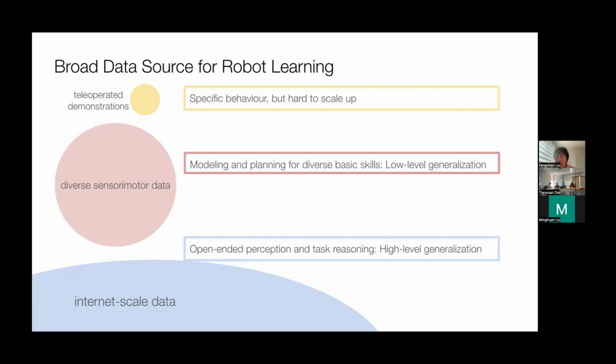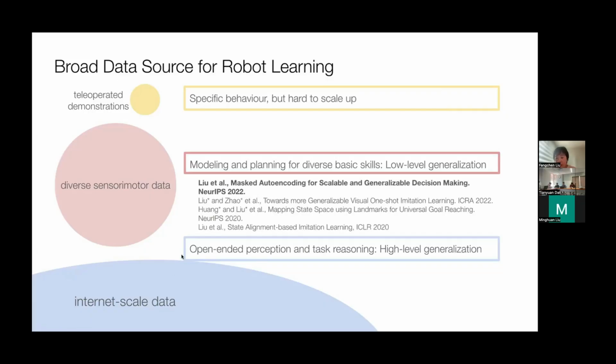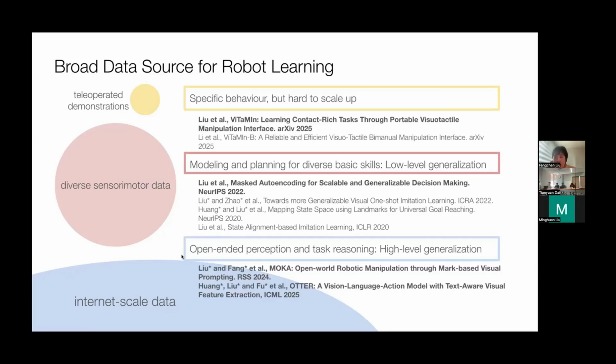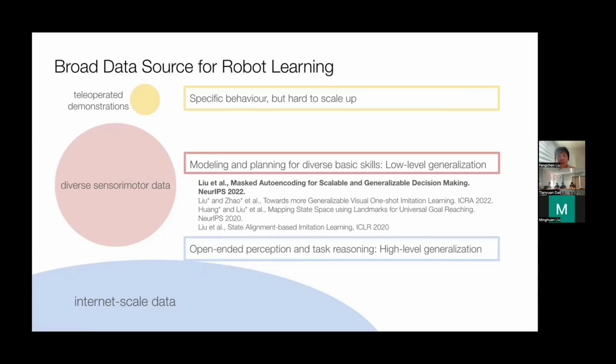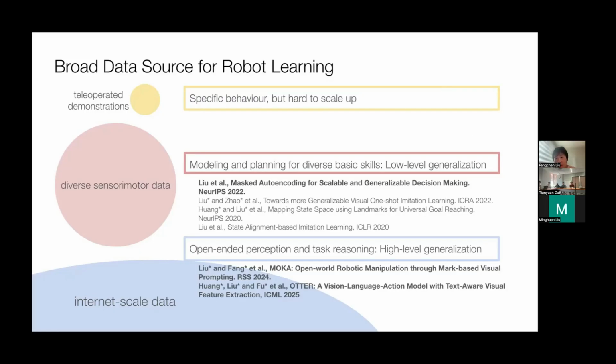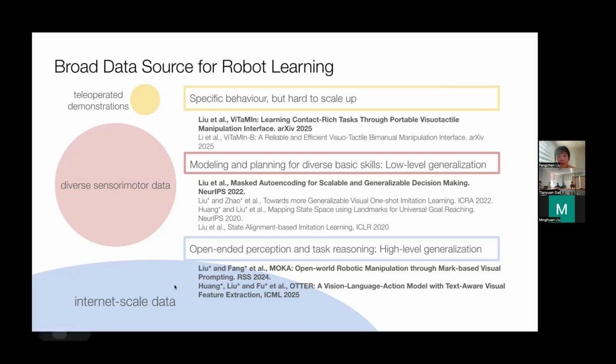So that's the overview of the three types of data, and I will also talk about my past work in these three aspects. I will first talk about some early work in my PhD that focused on low-level generalization, and then I'll talk about some later VLA work I did in my PhD. Then I'll also briefly talk about some efforts I worked on for a portable device to scale up real-world demonstration-level data.